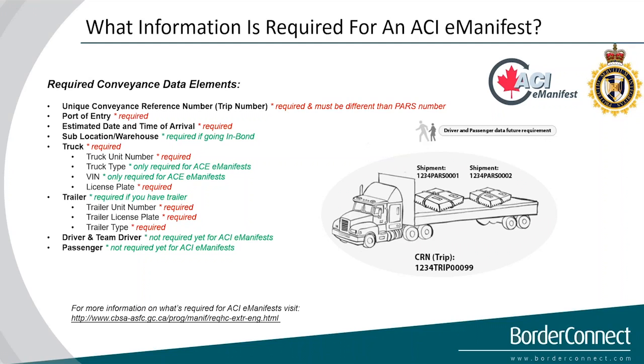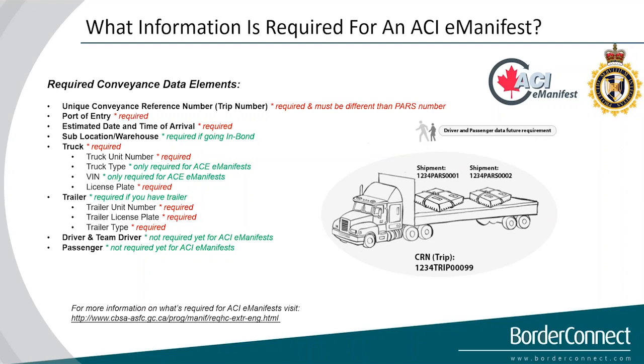In BorderConnect, once you enter it, if this truck is going to be used for ACE, I would recommend just putting in the VIN number anyway. The more information, the better. That way, you don't have to worry about entering it later down the line when you try and do an ACE manifest for this truck. The trailer as well. Now, this is only required if you have a trailer, of course. If it's a box truck, you're not going to be putting in the trailer, but you will need the trailer unit number, the license plate, and the trailer type.